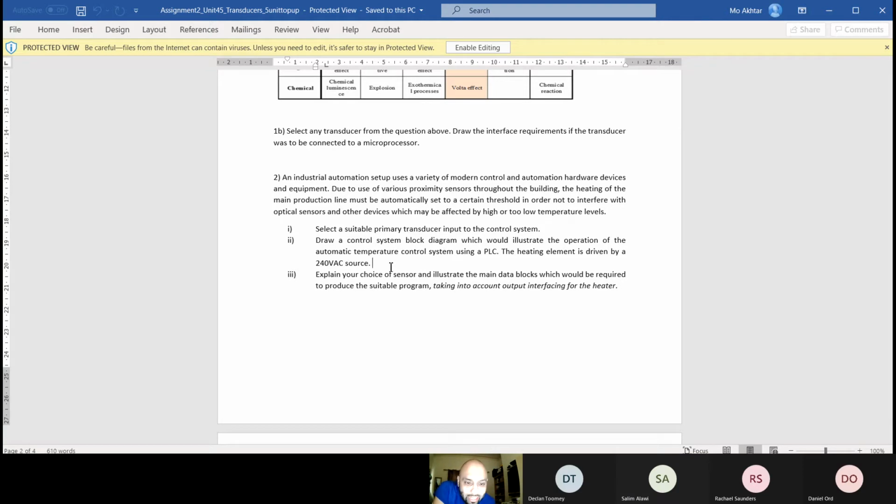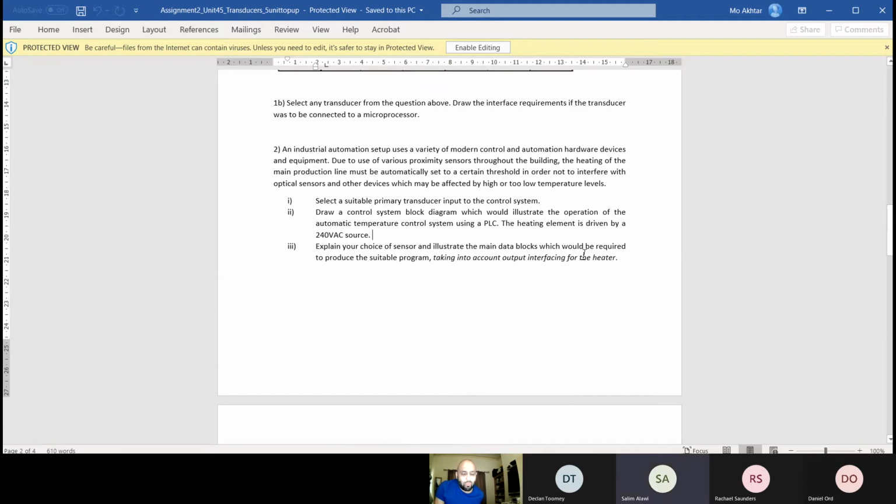Explain your choice of sensor and illustrate the main data blocks which would be required to produce a suitable program. Take into account output interfacing for the heater. So you're not going to write the program, because I don't want to, but just write down the main blocks you would use to be able to write the program. You don't have to write the full programming ladder, just the blocks, like a flow chart or something. Does that make sense, everyone?